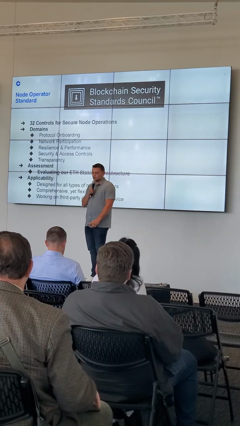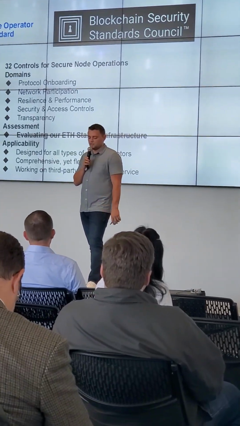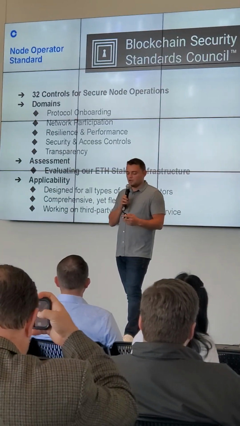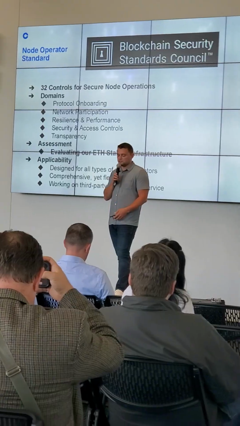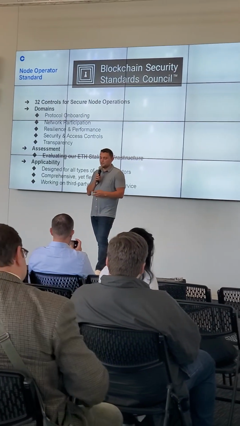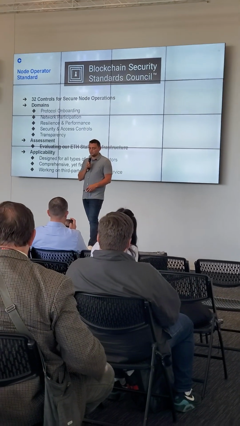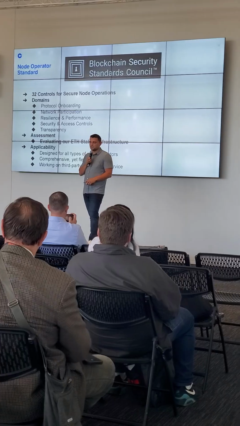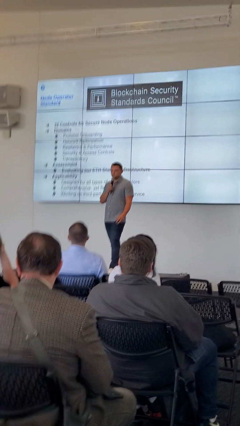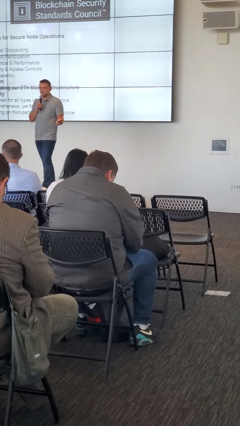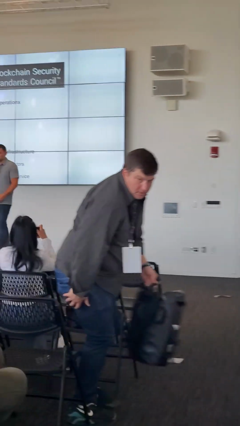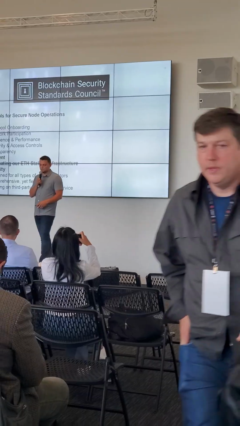We've recently partnered with the Blockchain Security Standards Council to help co-author the Node Operator Standard. It's essentially 32 different controls designed for secure node operations. There are 5 domains this covers. The first is protocol onboarding: how do we select and understand the security and operational properties of any of the protocols we support?